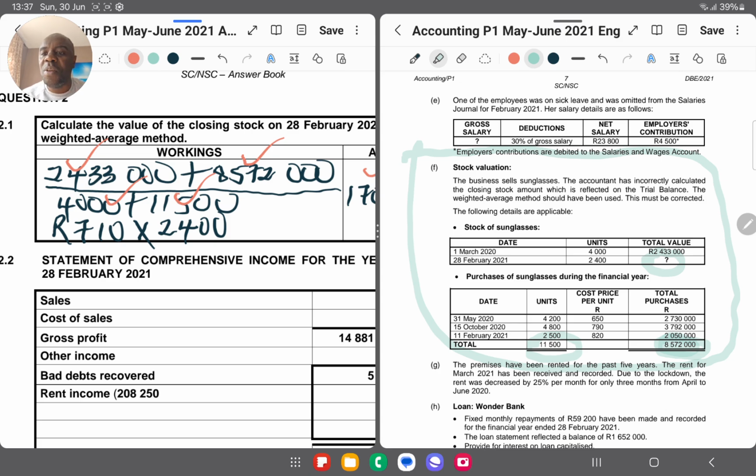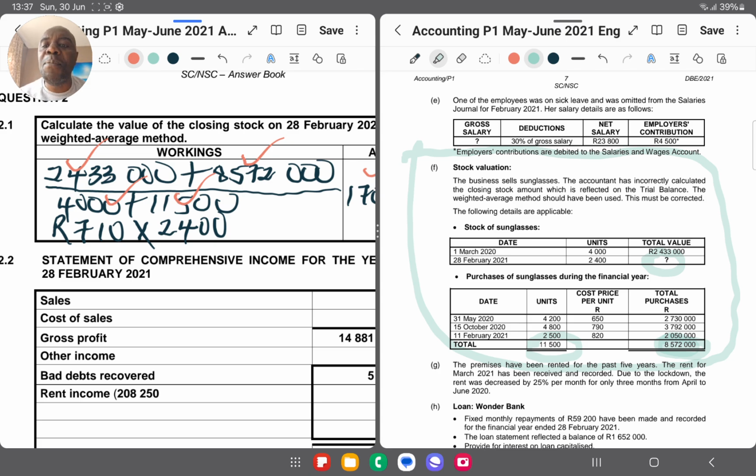Another mistake that learners make is they forget to include the 4,000 units that we had at the beginning. Remember, these 4,000 units, we had them in stock at the beginning of the year. So we need to include them in our calculation. So the 4,000 units are worth 2,433,000 plus what we bought during the course of the year. We bought stock worth 8,572,000 at different times at different costs. Then since we are calculating an average, we divide this by the quantity of the stock. At the beginning of the year, our quantity was 4,000, and then we also bought 11,500 units of stock.